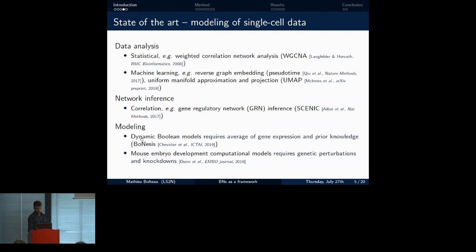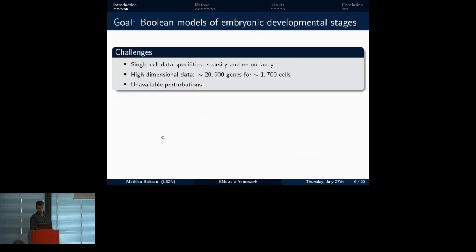The first one consists in inferring some dynamic Boolean models, but this method requires an average of gene expression and prior knowledge. And the second method consists in inferring mouse embryo development computational models, but this method requires genetic perturbations and some knockdown on the system. So here, our objective for this project is to infer some Boolean models of different embryonic developmental stages.